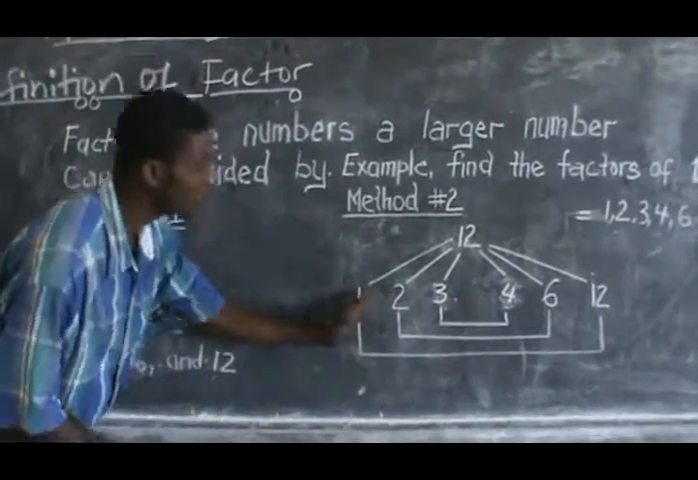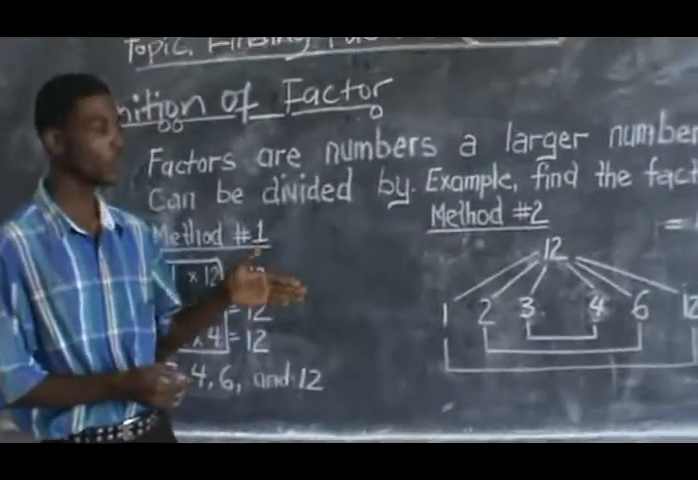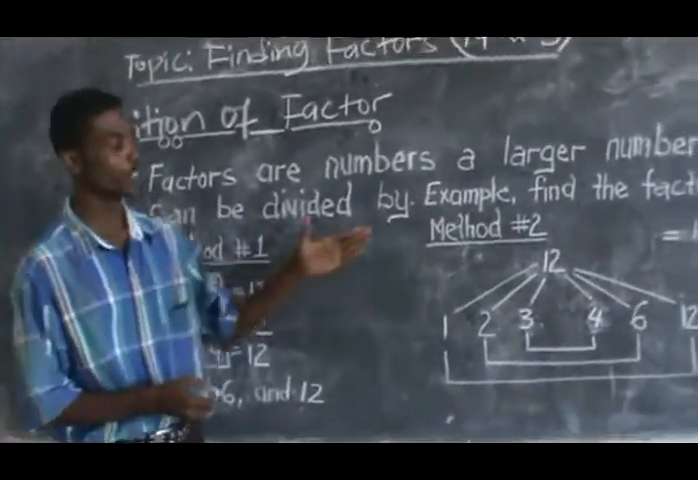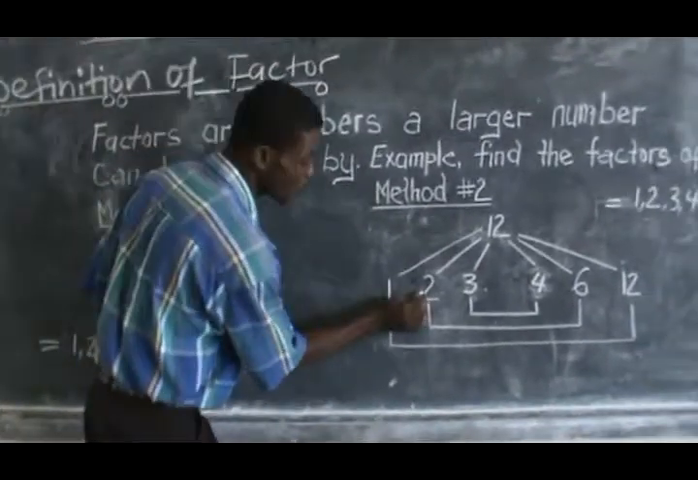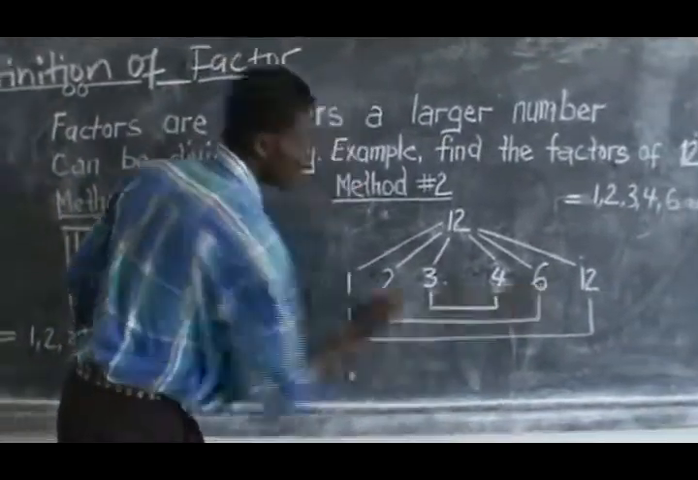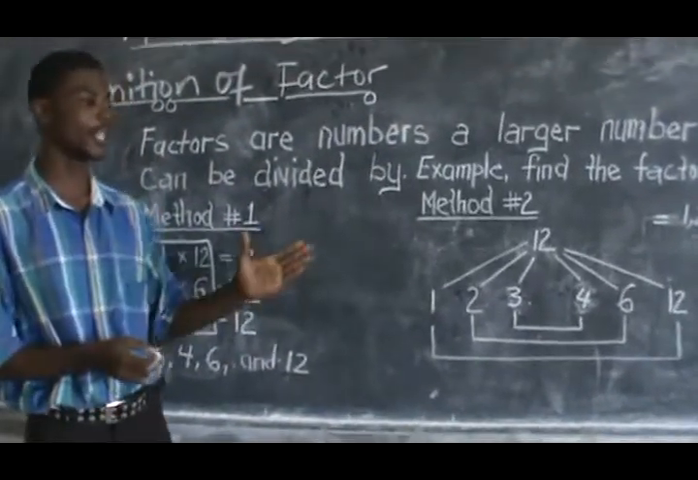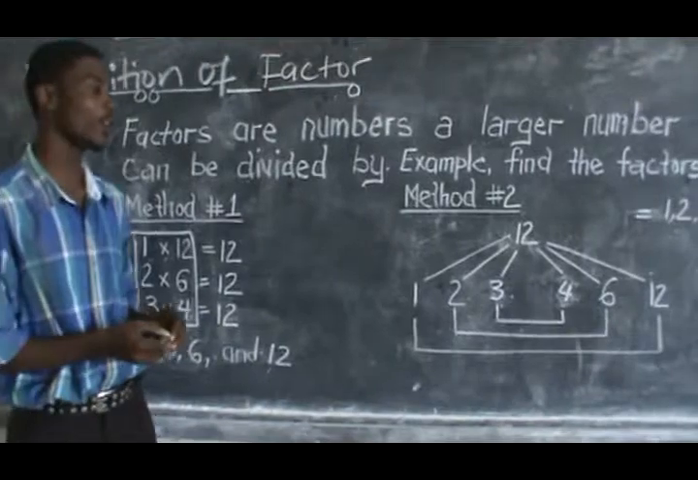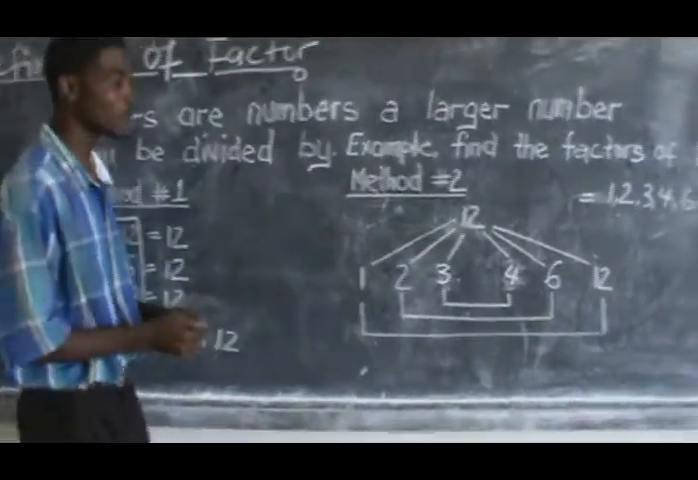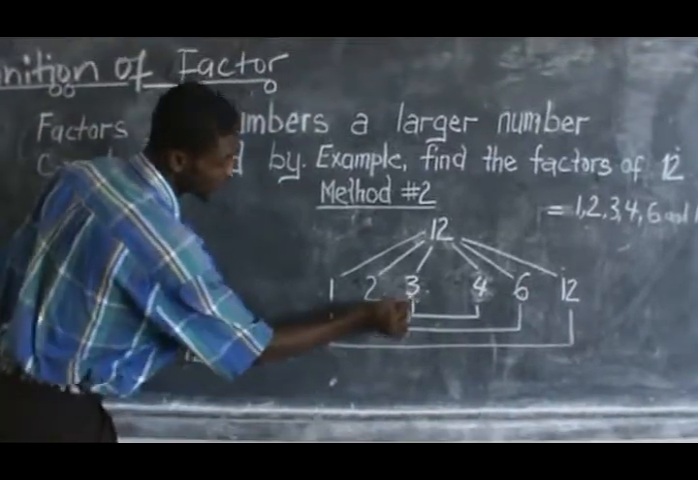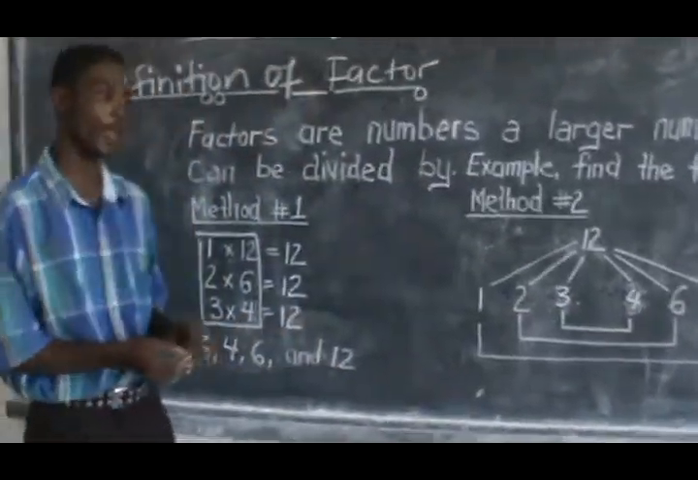We move on to 2. Can 2 go into 12? Yes, indeed. 2 can go into 12. 2 goes into 12 how many times? 6 times. So we place 2 here and we place 6 on the next extreme. We move on to the next number, 3. Can 3 go into 12? Yes. 3 can go into 12. How many times? 4 times. So we place 3 and place 4 on the right side.